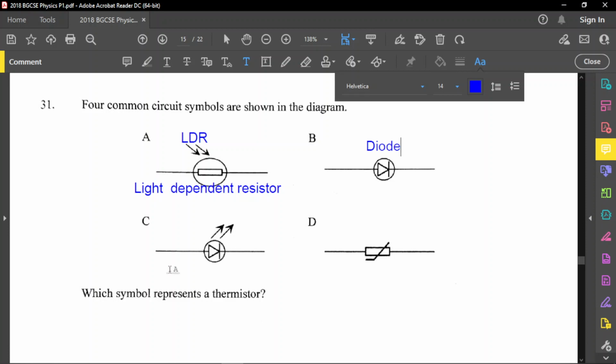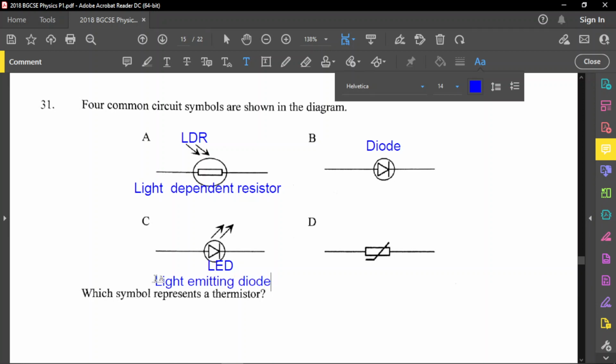And now C, if you notice the arrows coming off, which represent light. So two lines generally represent light, right? And so we have two lines coming out, so it's actually emitting light. And so what you call this is LED, which is light emitting diode. So LED means light emitting diode. So this is light emitting. All right, so that's what it is, a light emitting diode.